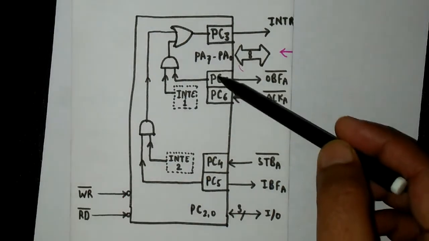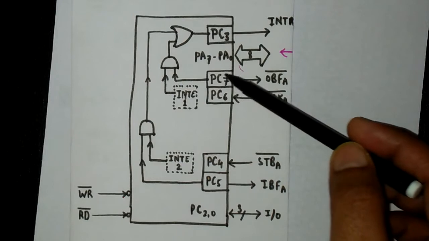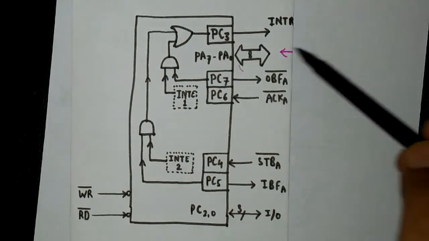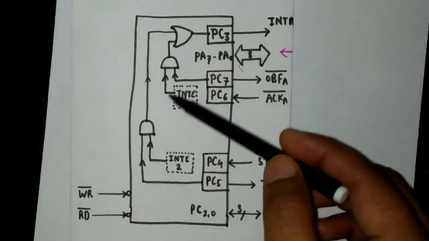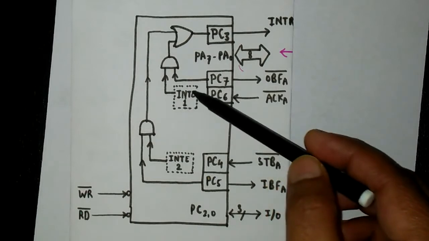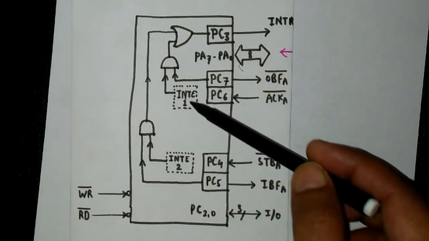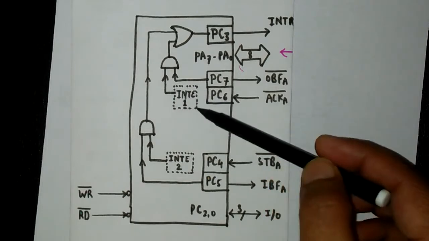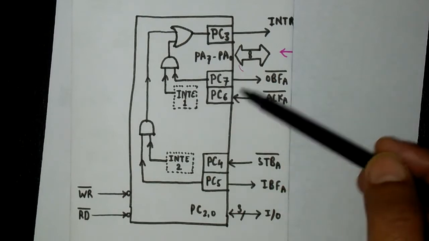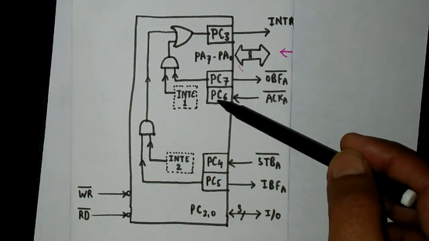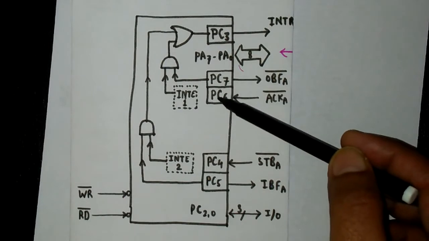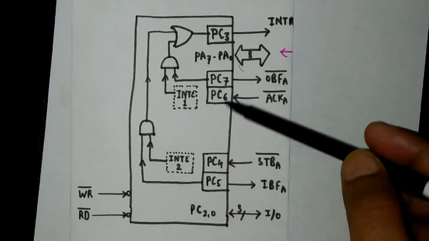And in order to use these two pins, or to set port A as an output port, we should also enable the flip-flop that is here. It is INTE1. In order to enable this flip-flop, we will have to write a 1 at PC6 by using bit set reset mode.